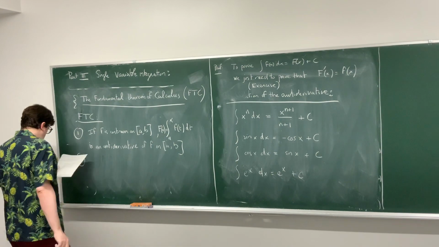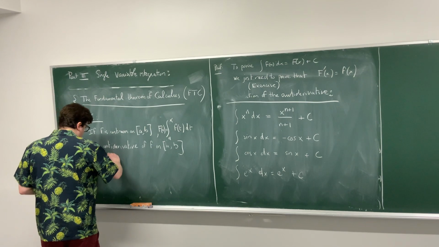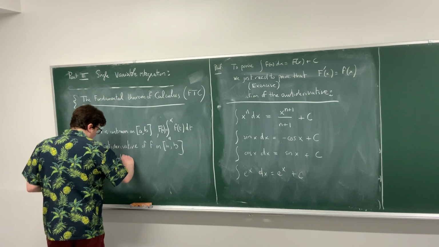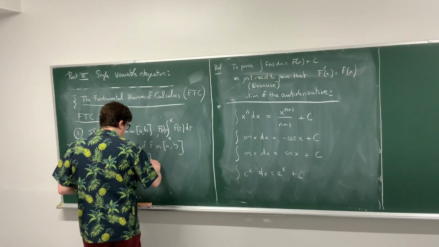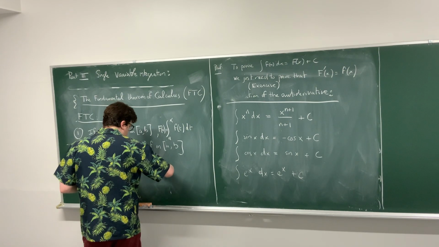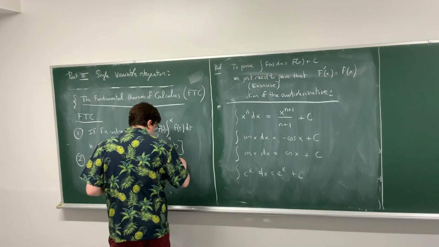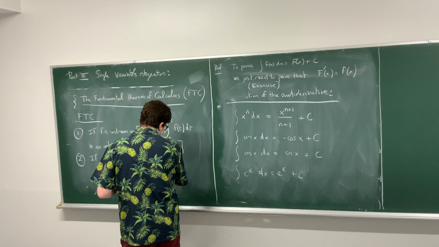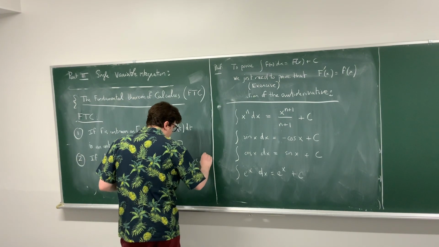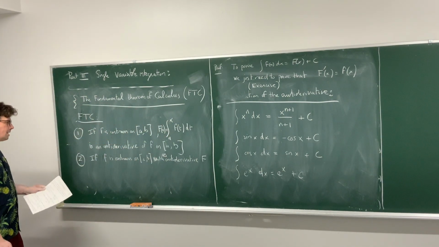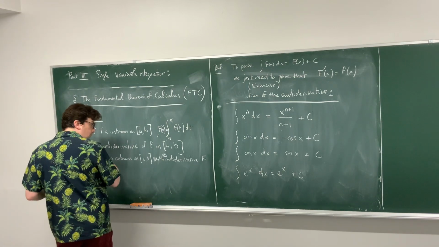And the second part of this statement is that, again, if f is continuous on [a, b], and with an antiderivative, remember that we can have several antiderivatives, capital F, then you can calculate the definite integral in terms of the antiderivative by the following formula.